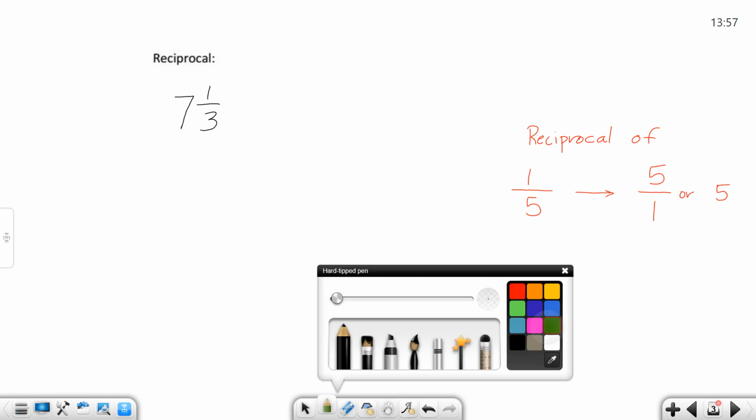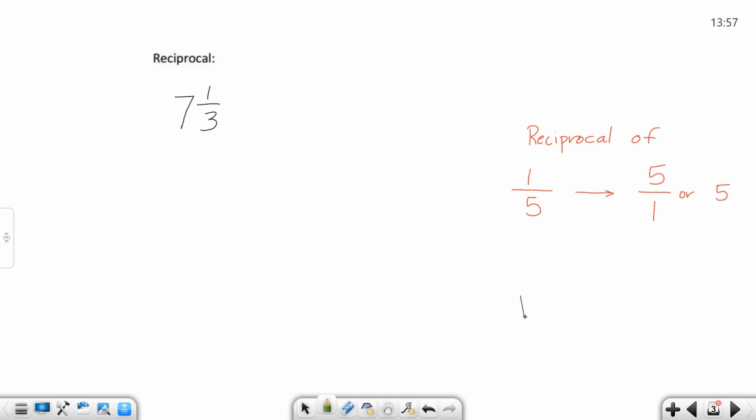Now let's say that I ask you to find the reciprocal of a whole number, let's say 17. The reciprocal of 17, this is a whole number, so it's understood to be over 1 all the time. 17 is the same thing as 17/1. So if I ask you to find the reciprocal of this, that means to flip it over. So instead of 17/1, we would have 1/17.